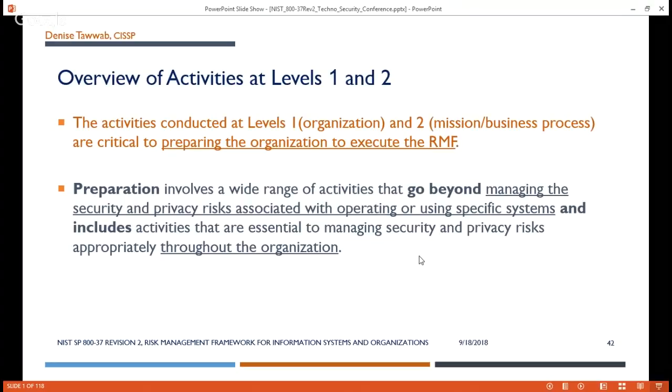Okay, let's talk quickly about activities at levels 1 and 2. And this is covered in Special Publication 839. The activities conducted at level 1, your organization level, and level 2, your mission business process, are critical to preparing your organization to execute the steps and the guidance in the risk management framework. So before you get to 837, you need to take a close look at 839.